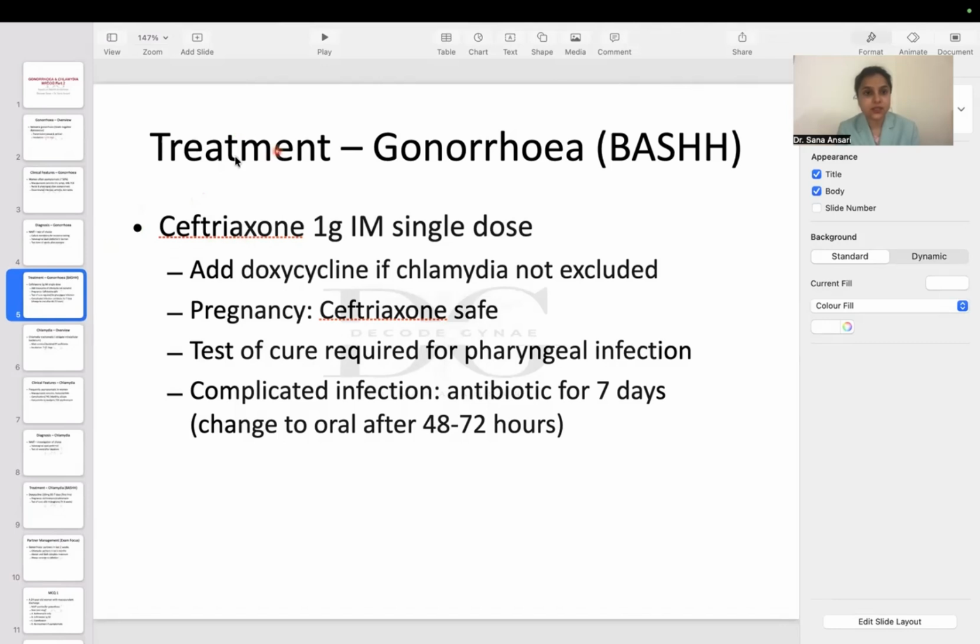Coming to the treatment, ceftriaxone 1 gram IM single dose is given. If you're suspecting chlamydia, also add doxycycline. In case of pregnancy, again, same treatment. Test of cure is required if there is pharyngeal infection.